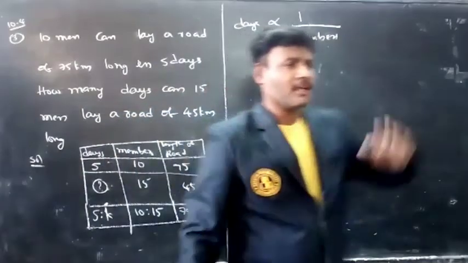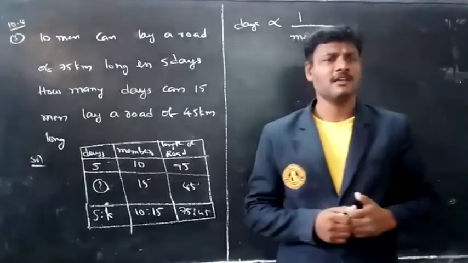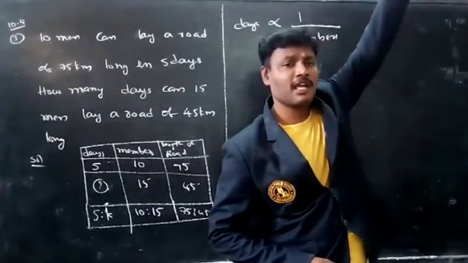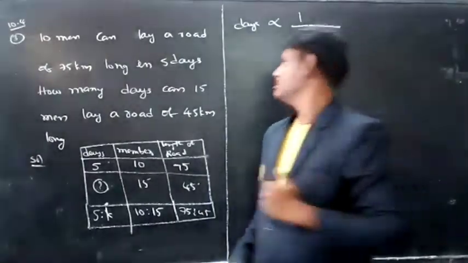For example, if members are increased, days will decrease. If members are decreased, days will increase. Days and members are always inversely proportional.